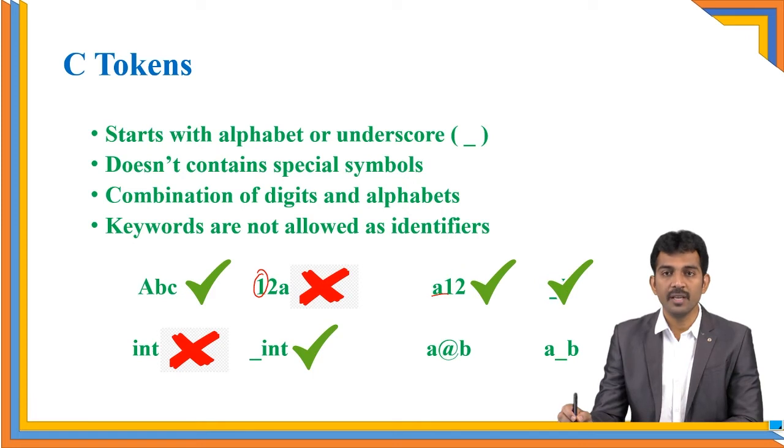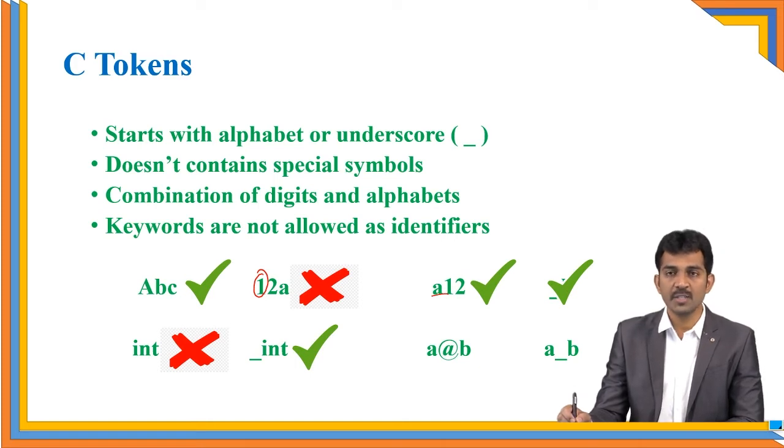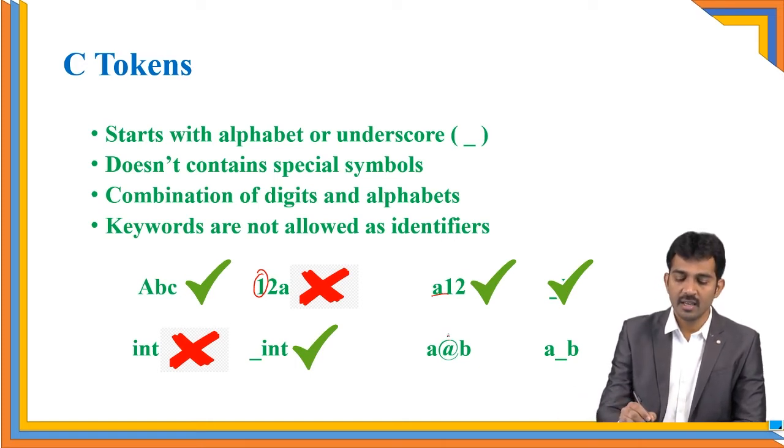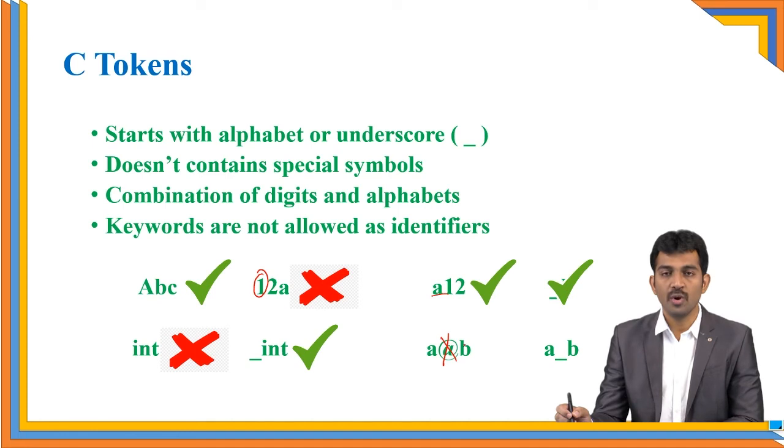Next, A at B. If you observe clearly, it is going to violate rule number 2. It does not contain any special symbols, but it contains the at symbol. So it is not a valid identifier.